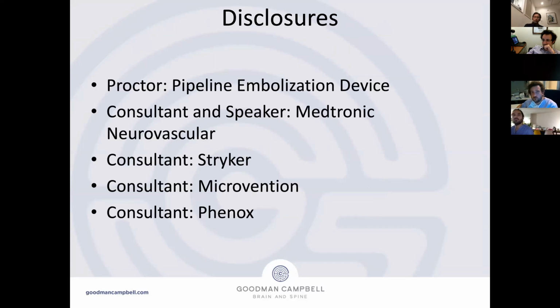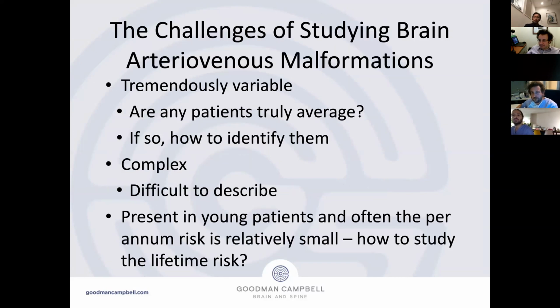So my disclosures. The challenges of studying brain AVMs are obvious. I'll just roll through this quickly. They're tremendously variable. So I asked the question, are any patients truly average? If so, how do we identify those who are average versus those who are not? They're complex. They're difficult to describe.